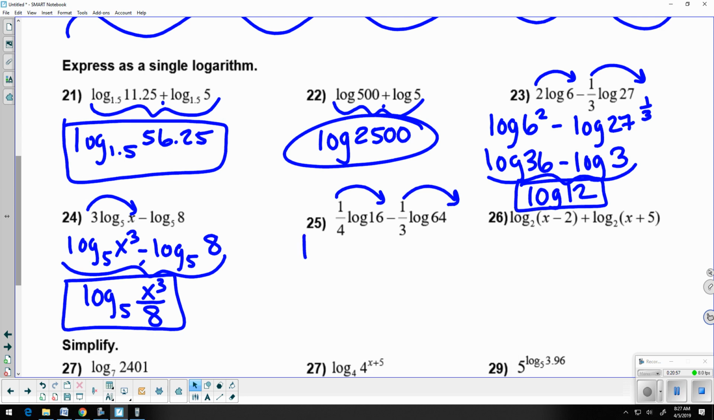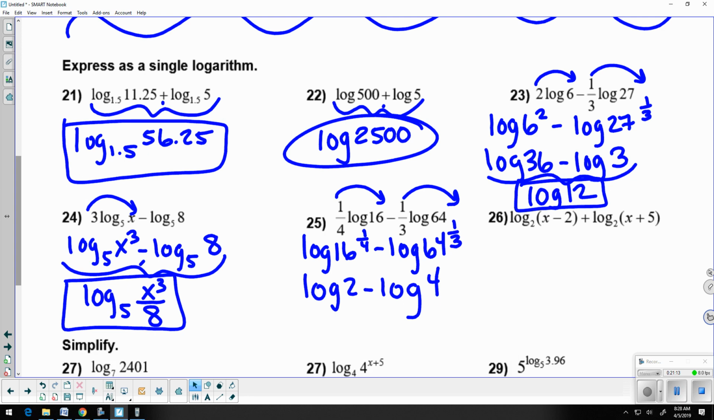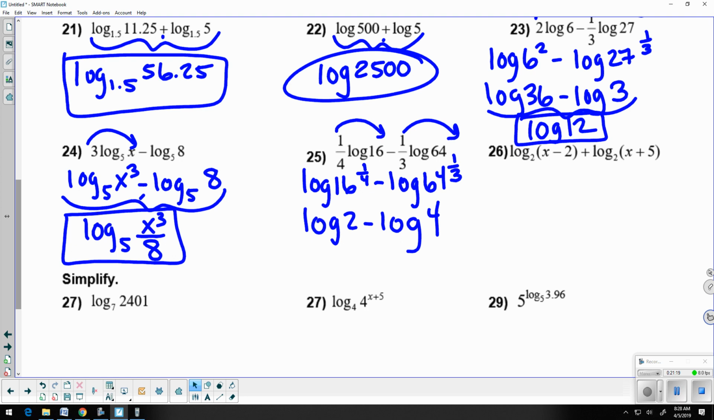So this would be log 16 to the 1/4 minus log 64 to the 1/3. Again, simplifying this now, what is 16 to the 1/4? What is 64 to the 1/3? This would be log 2 minus log, this would be 4. So 64 to the 1/3. And now last thing, condense these two logs to be 1.